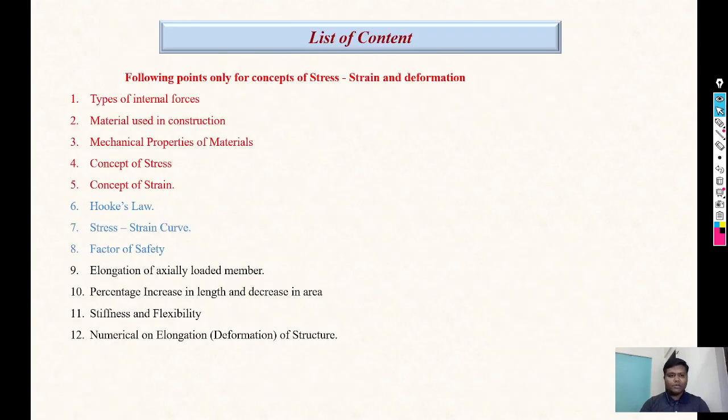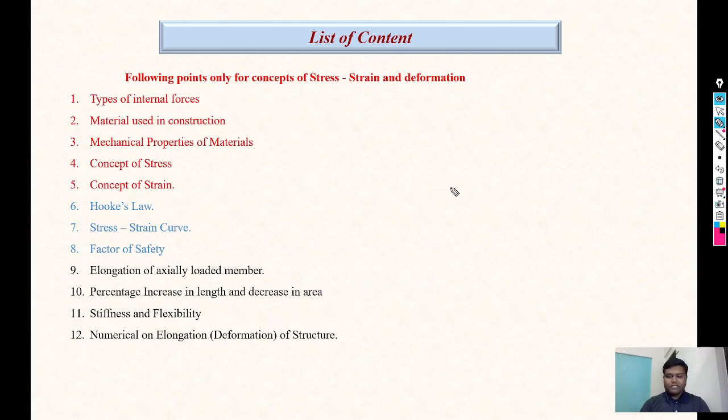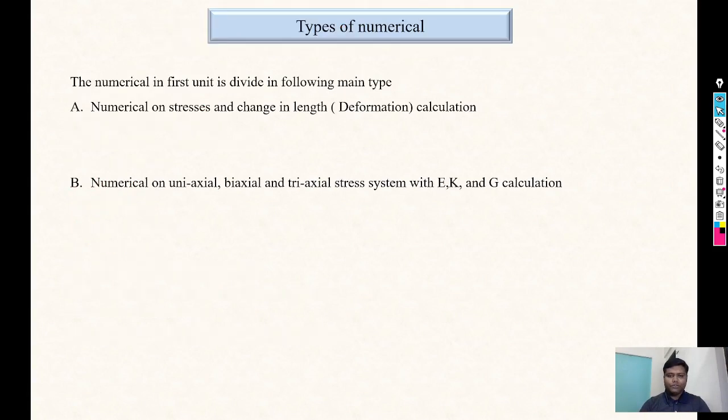So this is the list of contents that I have already discussed in the previous videos, and this is the theoretical part which is very important to solve the numericals. In those parts I have discussed some basic things and some formulas which are useful for the numericals. So let's go through the videos.